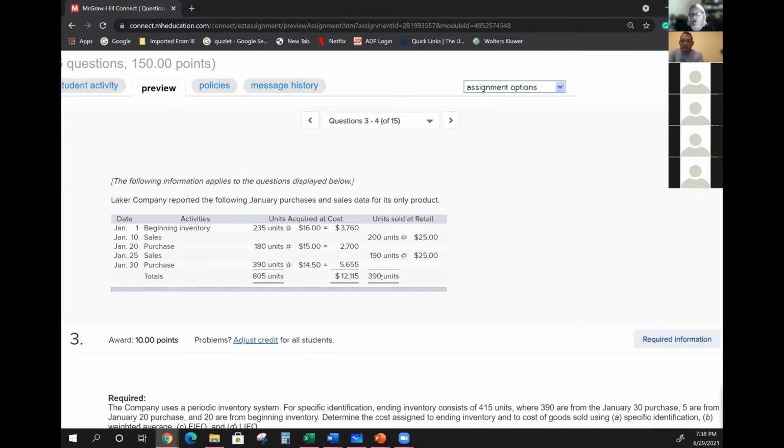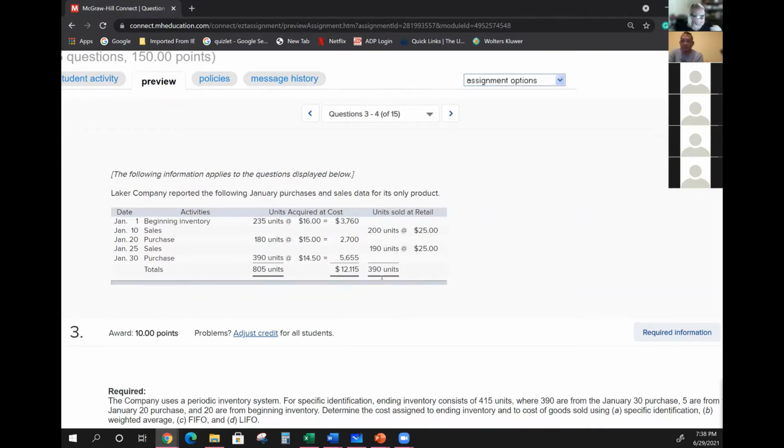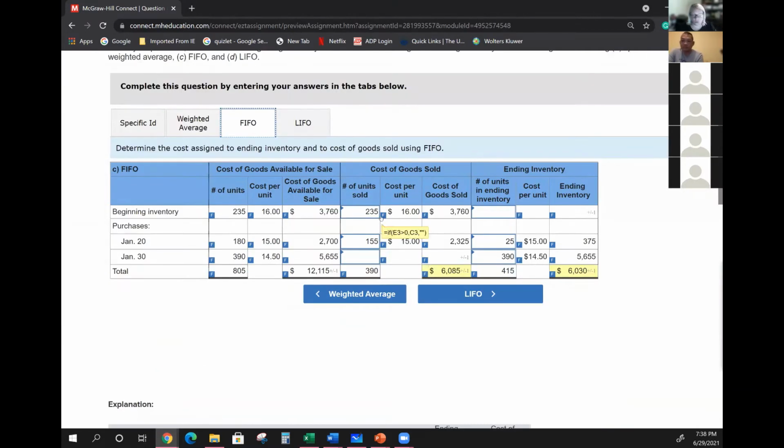Well, I can't have it all costed at 16 because I didn't have 390 at 16, right? I only had 235. So I'm going to take those first. Here's the 235. I'm pulling them all out because those were the first in. So I have to pull those out first. 235 times the 16 gives me my price. Then I need to figure out what I had left. So just take the 390 minus the 235. So I have 155 units left.